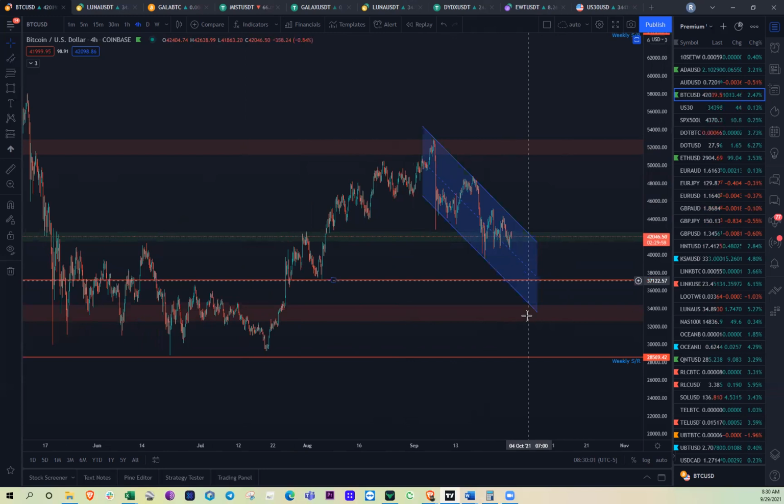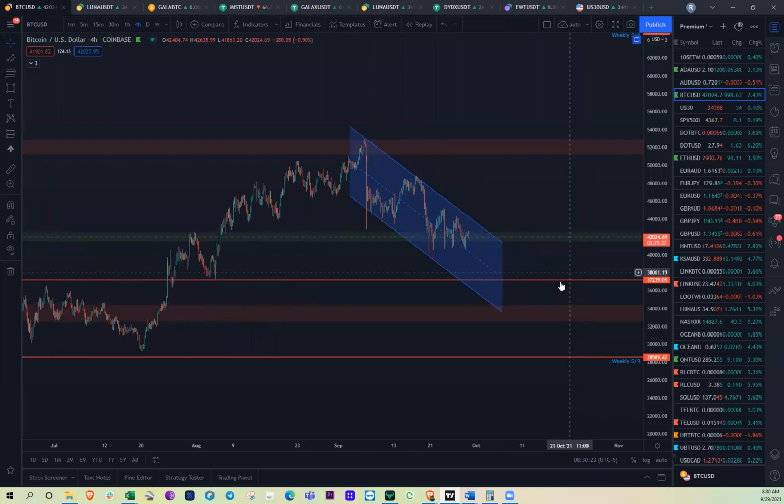If we break this 37, we're looking at 34 within this box region. And then my ultimate target is that 29K level for us to revisit. I believe we'll probably hold off on these two levels before we get to the third. And so I'm playing it two or three different ways.